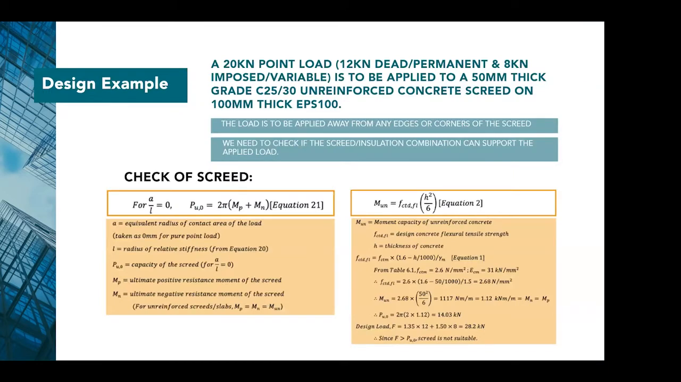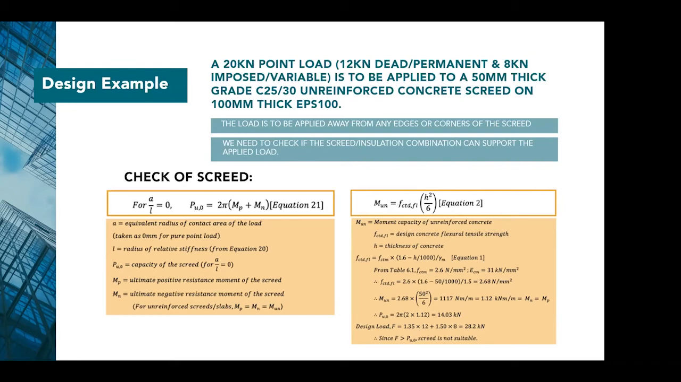So this is one of the examples. We're going to look at a combination of the screed and the void former, or void filler, below it, and check to see how it works, and if it doesn't work, what do we do then? In this example, we're taking a 20 kilonewton point load, which is a 12 kilonewton dead, permanent load and an 8 kilonewton imposed load. It's going to be applied on a 50 millimeter thick C25/30 unreinforced screed, which we're going to put onto 100 millimeter thick EPS 100.